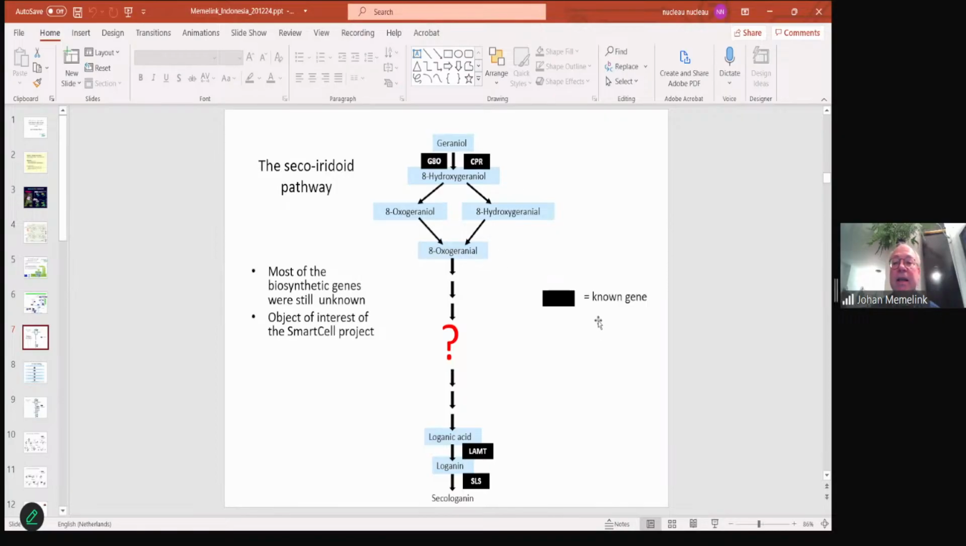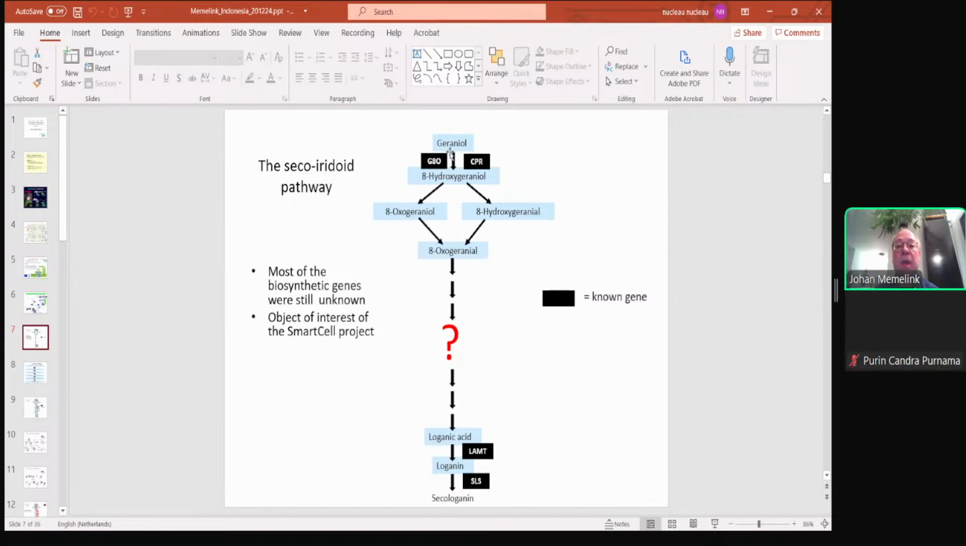I've indicated here the known genes. There was one gene known that catalyzes the first step, the hydroxylation of geraniol. And you see here two genes indicated actually, and that is because of this enzyme.